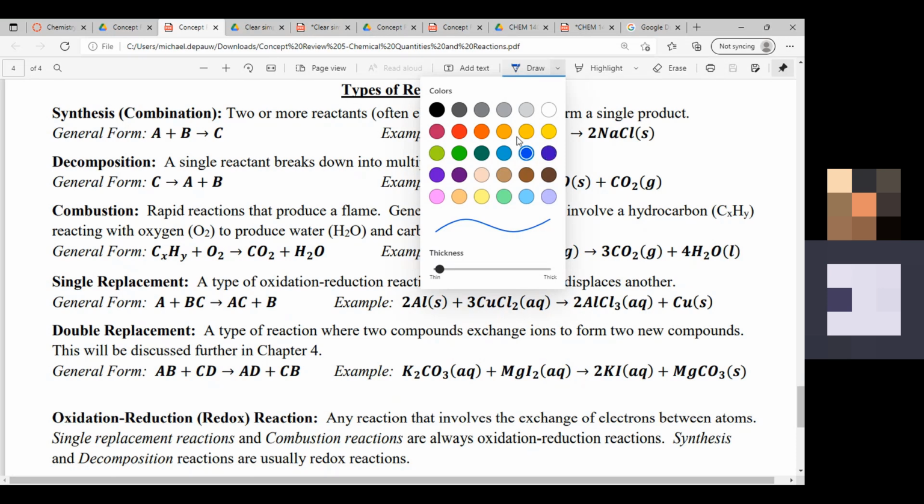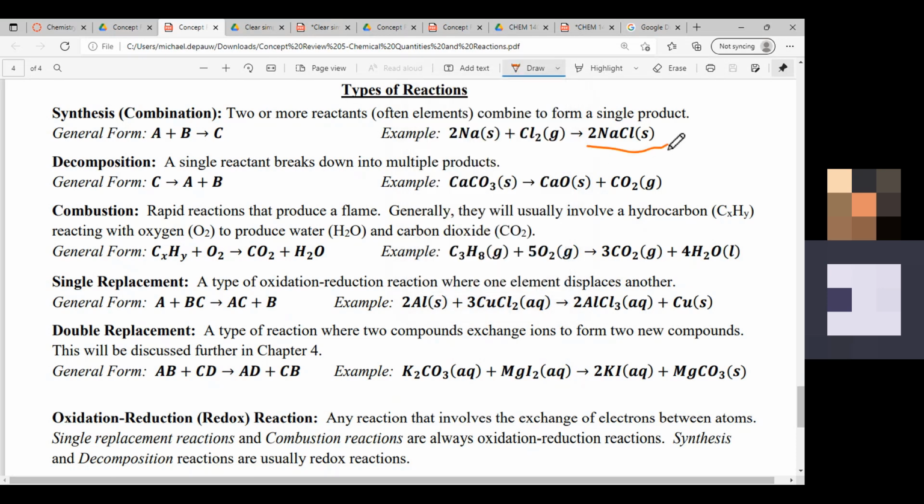I'm going to use, I don't know, what's a good color? Use orange, why not? So, single product. For synthesis reactions, look for a single product. The reactants are usually elements. So if the reactants are only elements, that will also be a synthesis. It depends on what he gives you.